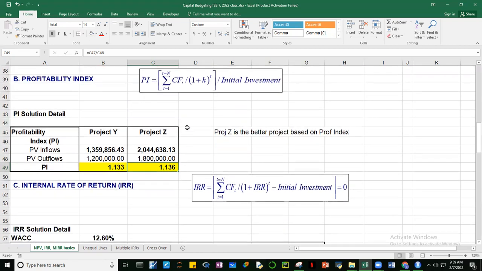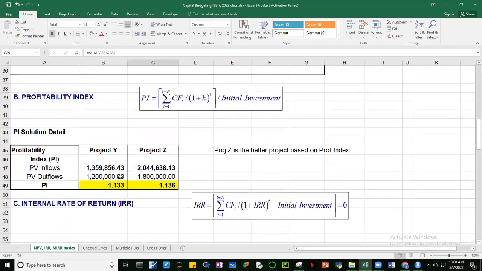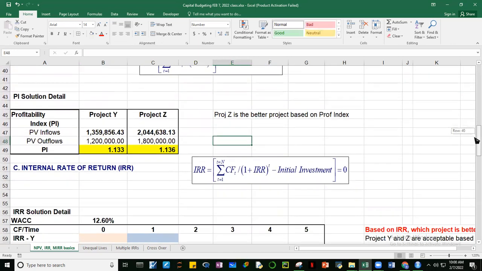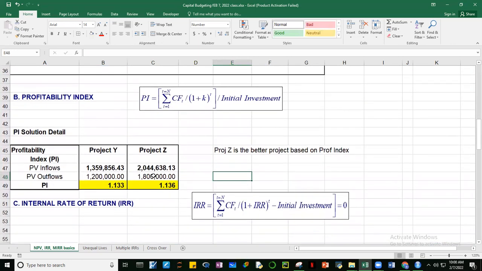Okay, again, what's important, guys, is how we compute for the profitability index. So you add all your cash flows. Of course, don't include the initial investment, and then compare the sum of these cash flows with the initial investment by getting the ratio. Okay, in this case, project Z is better because it has the higher profitability index. Okay, is that clear, guys? Paki-chat naman please kung clear yung concept ng profitability index.